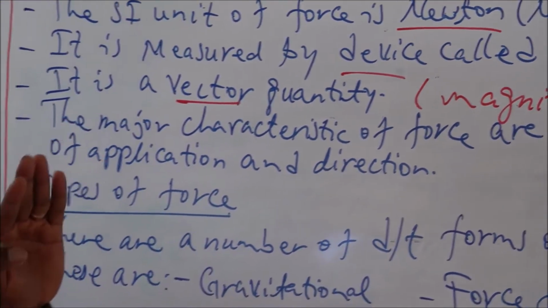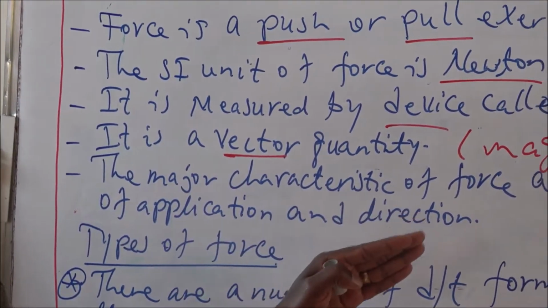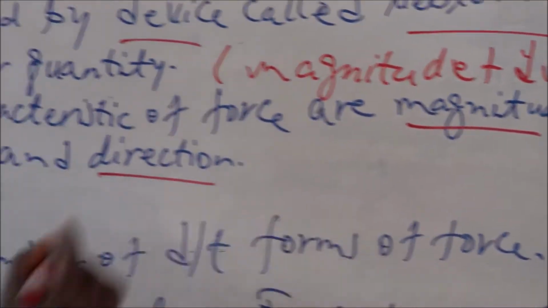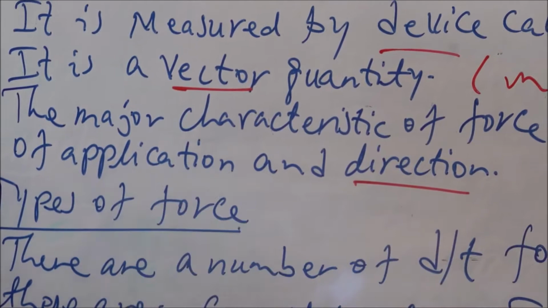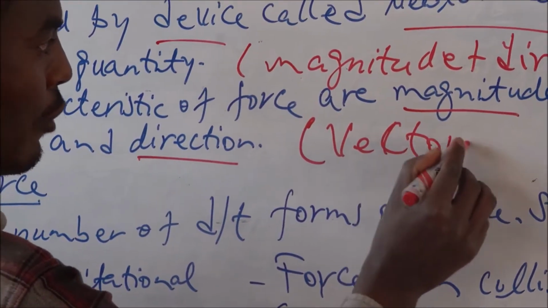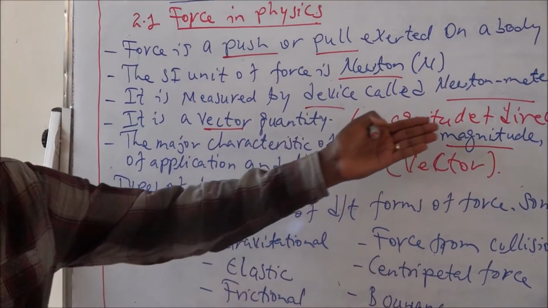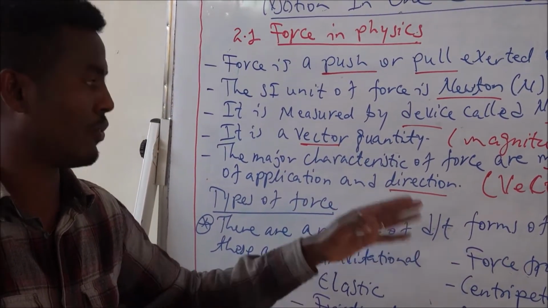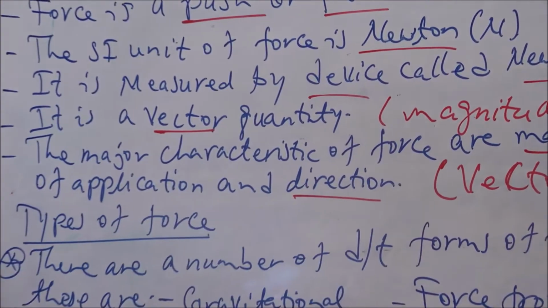When we talk about the characteristics of force, the major characteristics are magnitude, point of application, and direction. Again, these characteristics of force show what? They show that force is a vector. Force is a vector, which means its characteristics are magnitude, point of application, and direction. Therefore, force is a vector physical quantity.